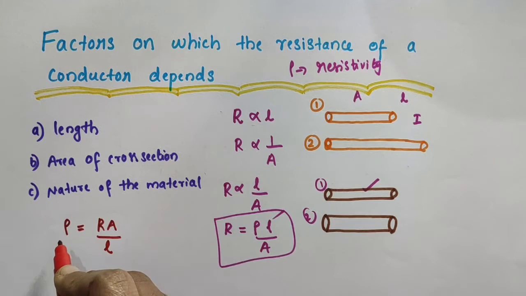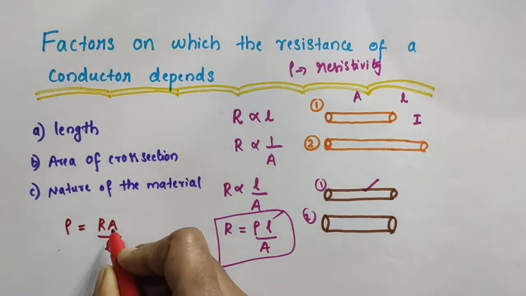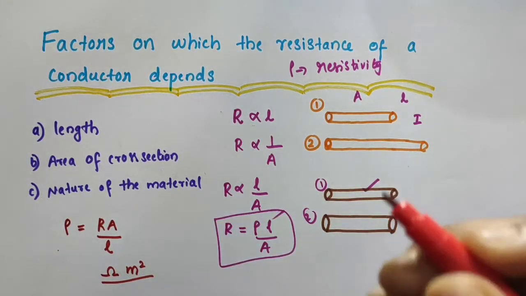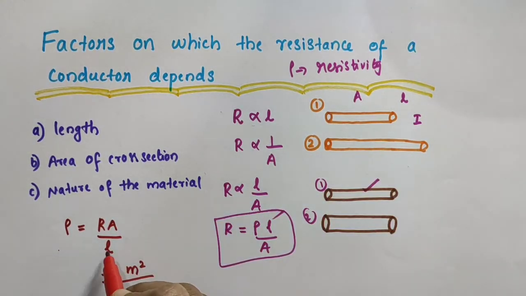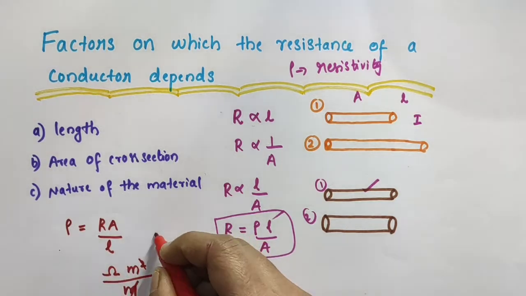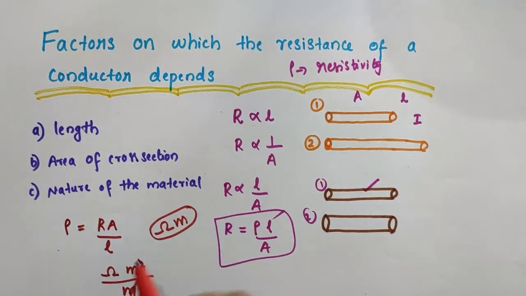Then the SI unit of resistivity will be equal to the SI unit of resistance into the SI unit of area of cross section. So the SI unit is meter square divided by the SI unit of length, which is meter. One meter from the numerator and one meter from the denominator can be cancelled. So the rest we have is ohm meter. So ohm meter is the SI unit of resistivity.